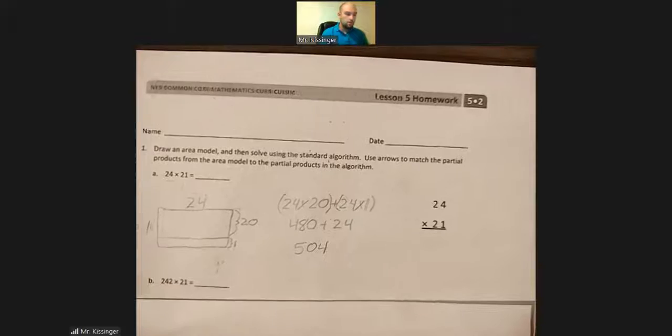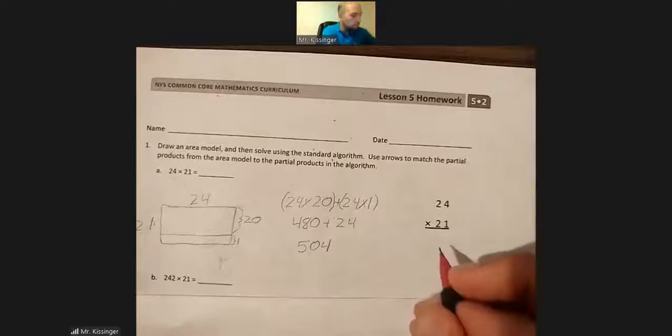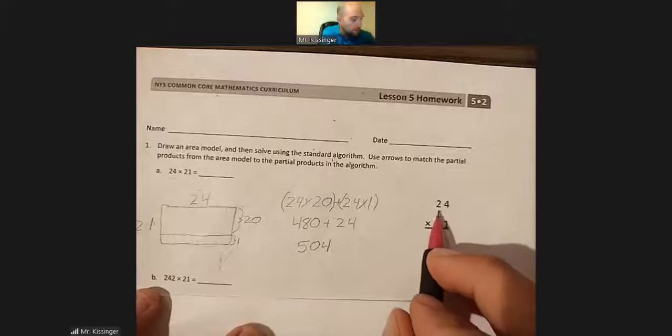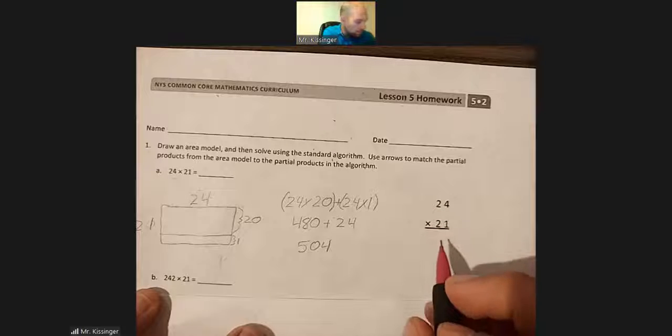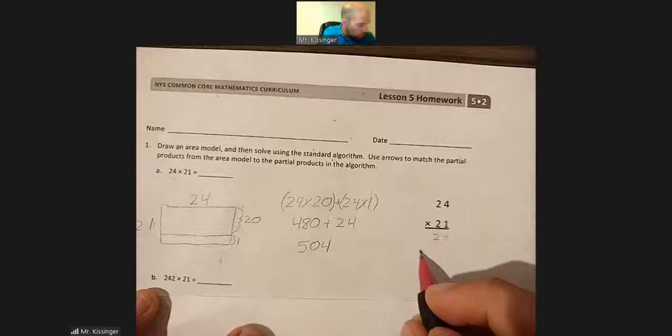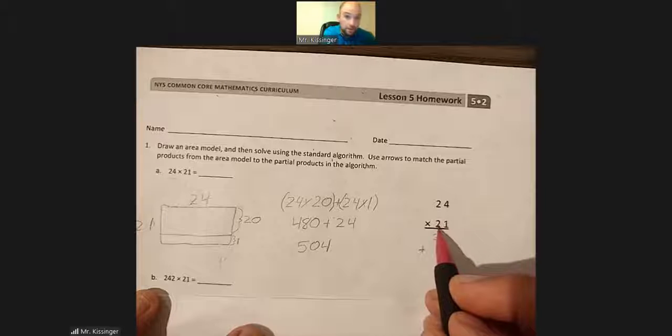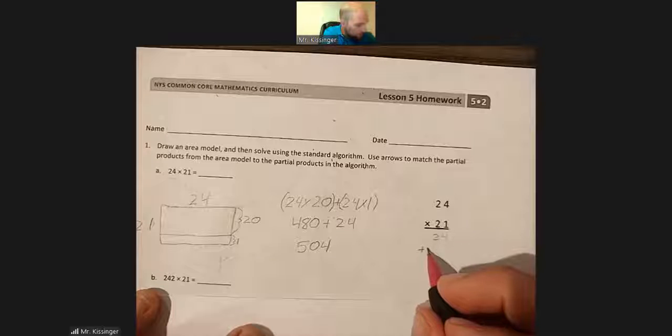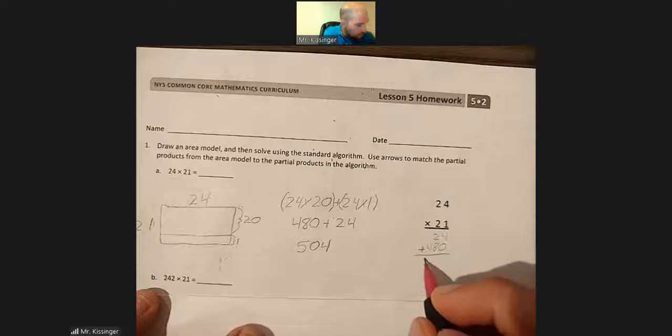All right, so now we're going to use the standard algorithm. And what we're doing is essentially the same thing. We're going to start with the ones place, and first we're going to multiply 24 by 1, and that'll give us 24. And then we'll add, and we're going to do 24 by 2 tens, because we have a 2 in our tens place, which is 20. 24 times 20 is 480. And then we add those together, and that'll give us 504.